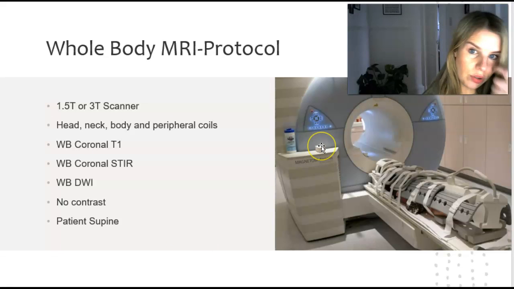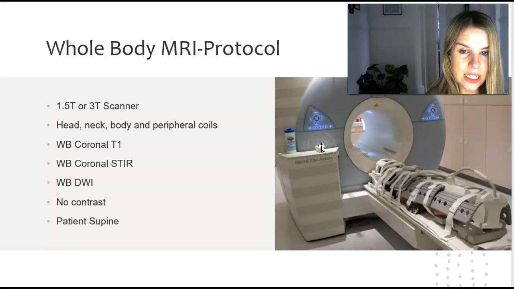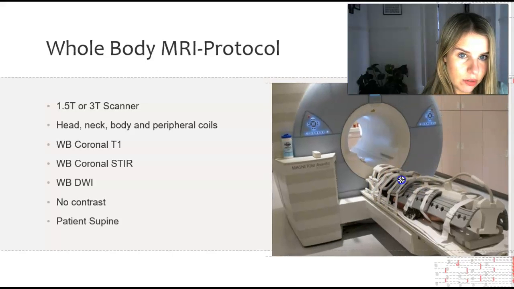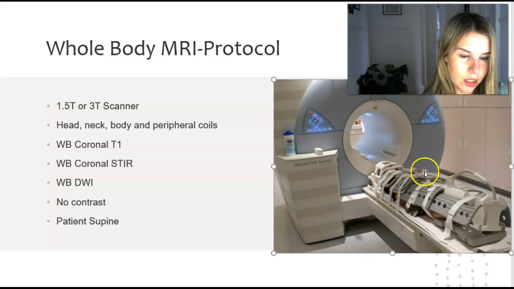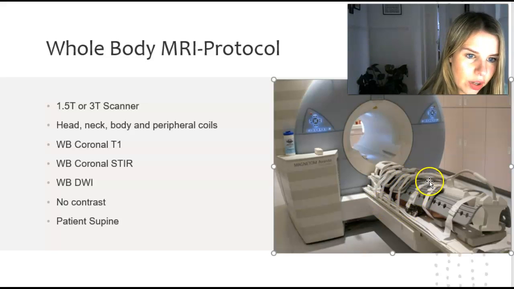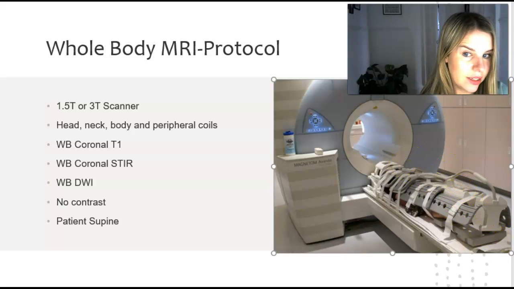In terms of protocol, usually again a 1.5 or 3T scanner, and we basically utilise all the coils, so head, neck, body, peripheral coils. You can see this image here, so this is the patient's head up here in the Siemens scanner. Then they'll have this smaller phased array coil sitting over the patient's shoulders and chest, and then they've also got the body coils, and then what we call a peripheral coil that slides up in between the legs. So they're basically covered from head to feet.